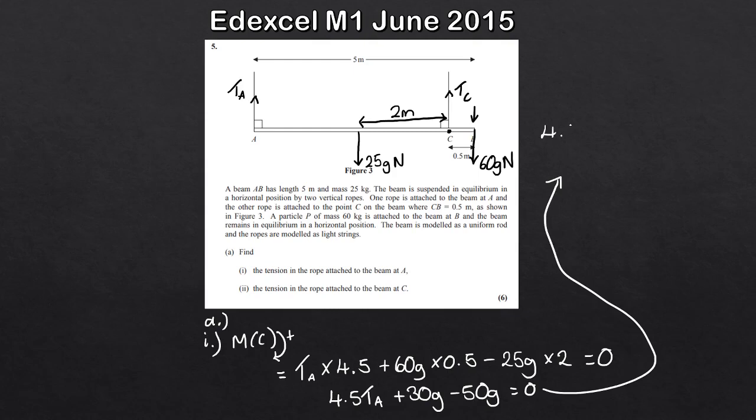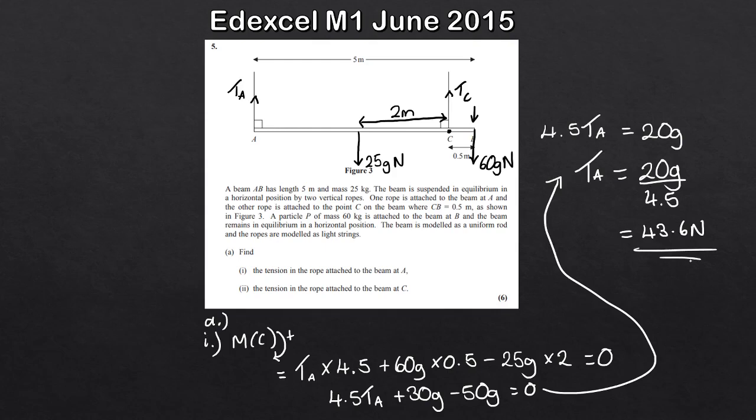So what I've got here is 4.5 TA is equal to 20g, and then to get the tension at A, we're just going to do 20g divided by 4.5. Okay, and if you work that out, you should get 43.6 newtons. Okay, but you could give it in any appropriate form, but I think that's nicest for this one. So the tension at A, 43.6 newtons.